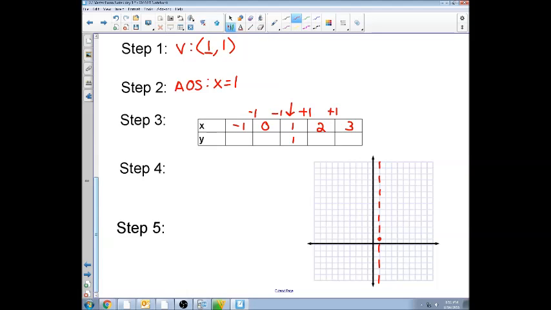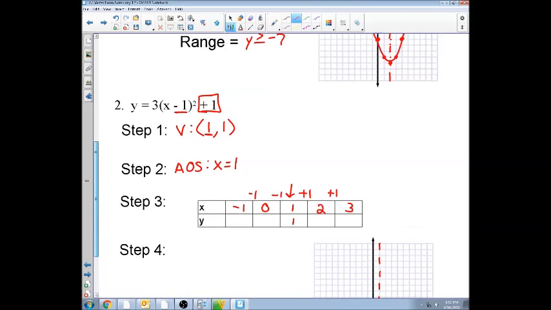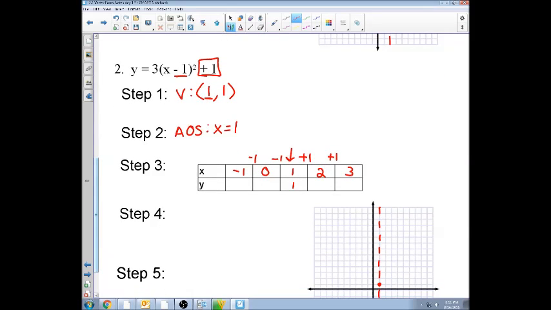The next thing I need to do is figure out my y values. I will do that by taking each x value and plugging it back in for x in the original equation. So I would have y equals 3 times, what is the first x value to the right of my vertex? Well, that is 2. So it would be 2 minus 1 squared plus 1. Using order of operations, or PEMDAS, I need to work through my parentheses first, then my exponents, then multiplication or division, and then I will add or subtract.